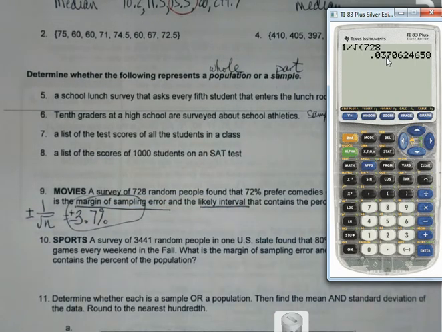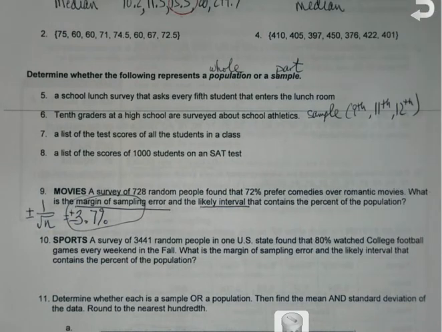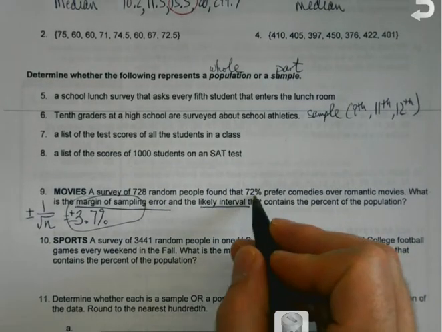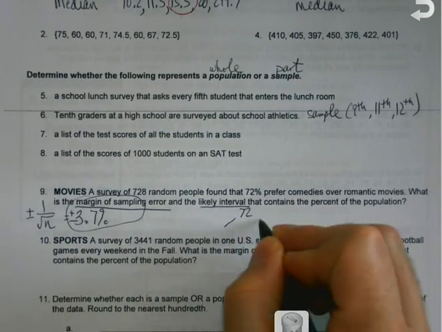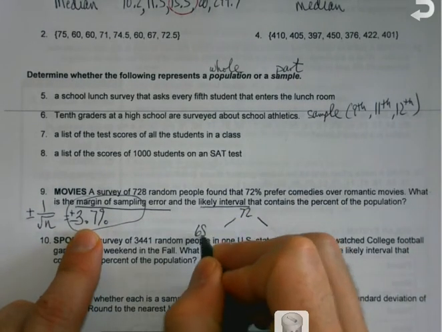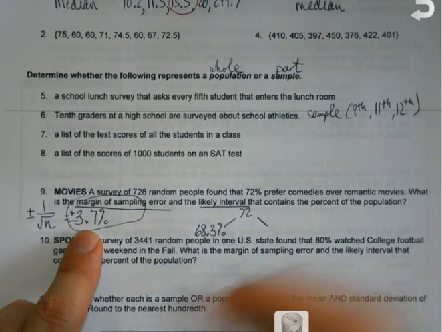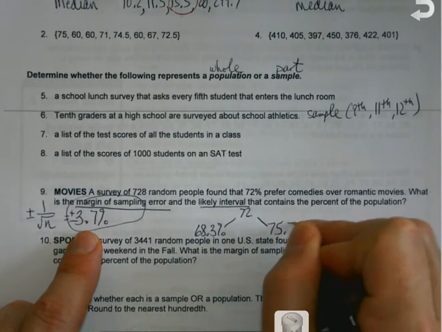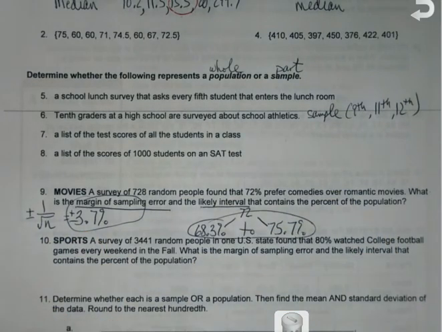3.7%. And what that means to us is when we're watching TV and we see something like this come up, or during a political election, we see something like this come up, and they say 72% plus minus some number, I'm going to subtract the 3.7 to get my lower end, and I'm going to add my 3.7 to get the upper end.